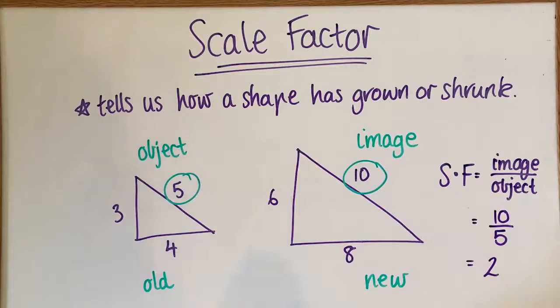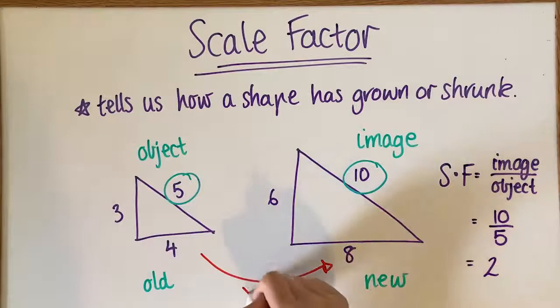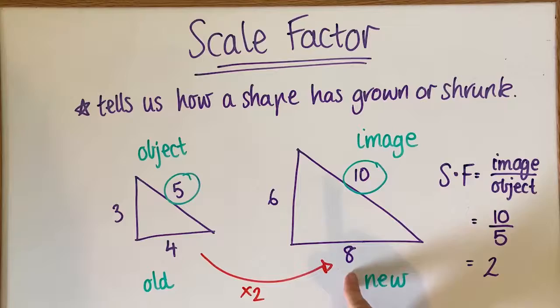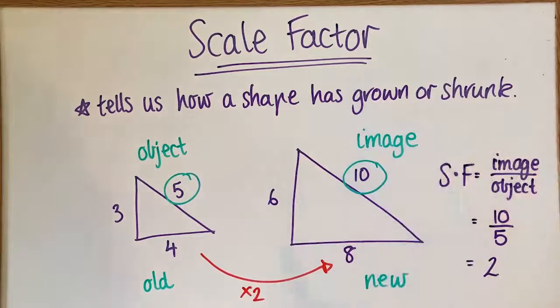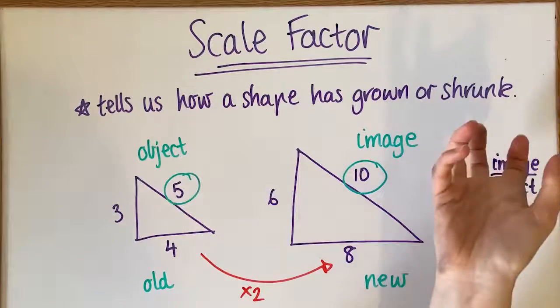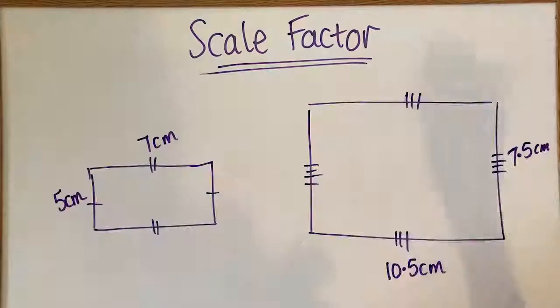So if you think about it, 4 times 2 gives you 8. 3 times 2 gives you 6. 5 times 2 gives you 10. Okay, so we can see everything has doubled in this example.